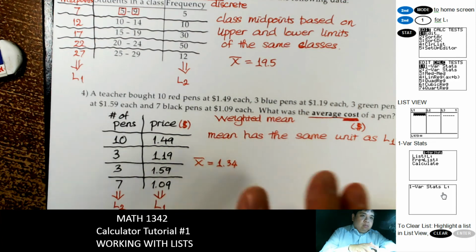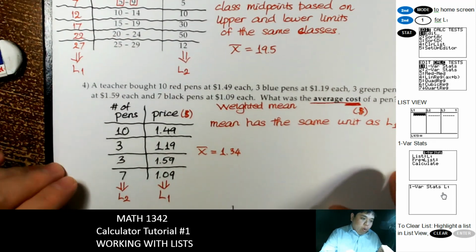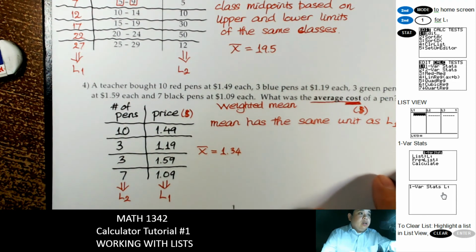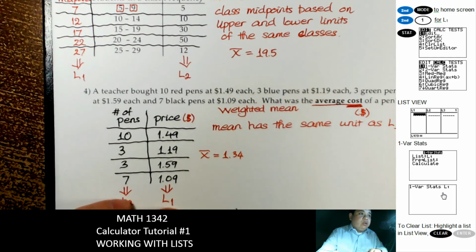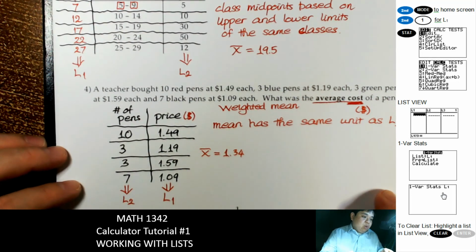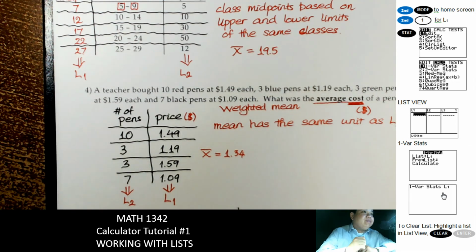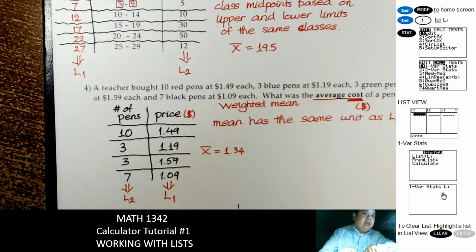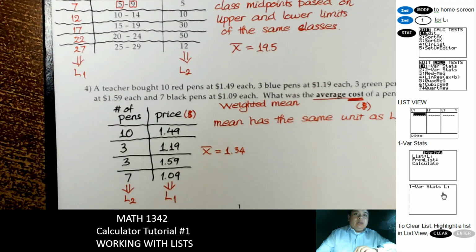Anyway, I think that will be enough for how we use the calculator to calculate the simple statistics for a list, or a list with a frequency. And I will end the video right here. Thanks for watching.